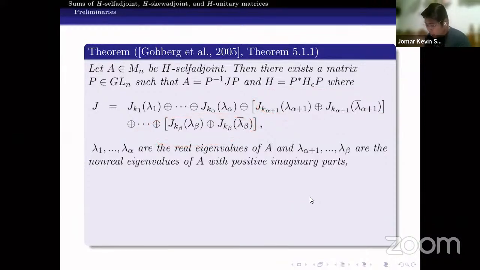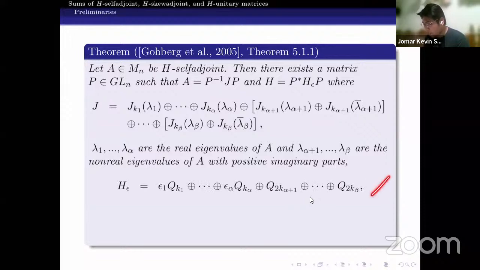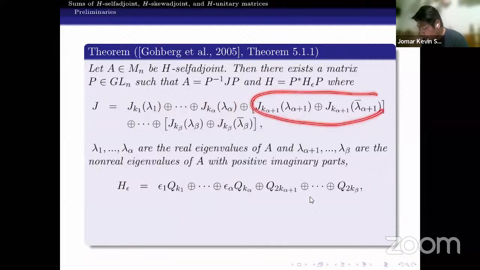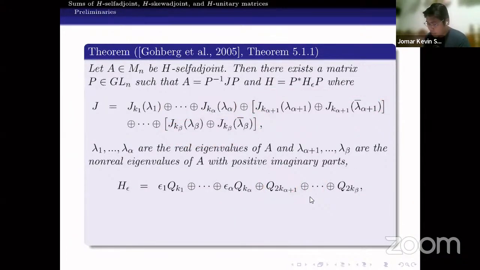So, this is J. Ano naman yung itsura ng H epsilon? So, this is H epsilon. Notice that H epsilon is partition conformal to J. So, yung mga Jordan blocks corresponding to the real eigenvalues, ito yung katumbas nila na blocks dito kay H epsilon. Similarly, sa mga non-real eigenvalues, ito yung mga katumbas nila. Tapos, notice that there are coefficients here, no?